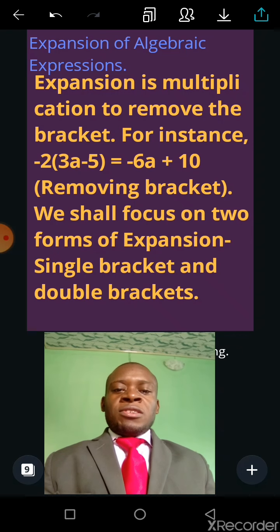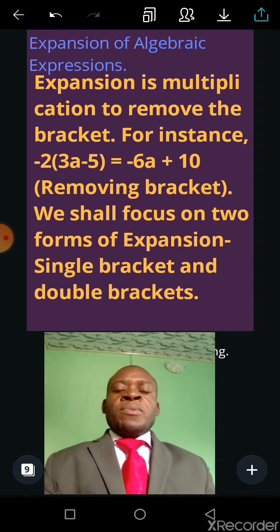The topic we're treating today is expansion of algebraic expressions. What is an algebraic expression? That has been defined: expressions having algebraic terms. What we're treating today is expansion in particular. Expansion is multiplication to remove the brackets.